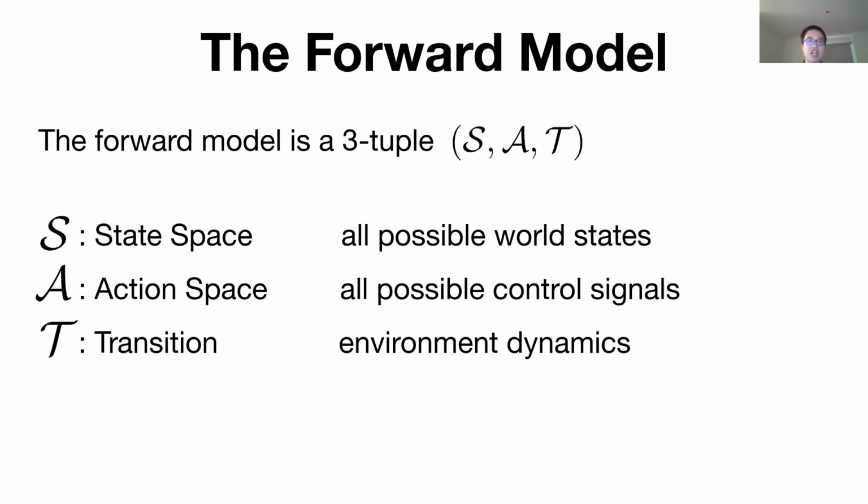The two examples have shown us that we can model the world with the three tuple S, A, and T. We call this the forward model. S is the state space, which includes all possible world states. A is the action space, which includes all possible control signals. T is the transition function, which describes the environment dynamics.